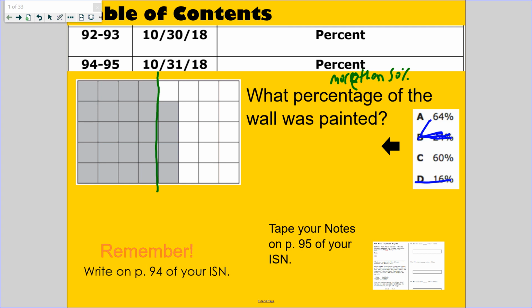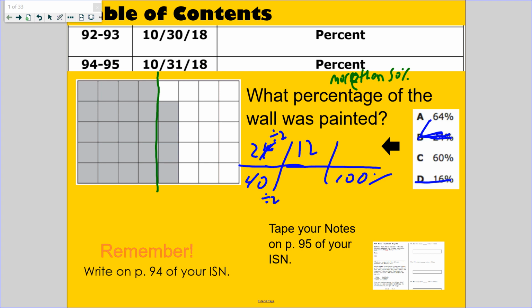I see 5 are painted, 10 are painted, 15, 20 tiles, 24 tiles, out of 5, 10, 15, 20, 25, 30, 35, 40 tiles. So I need to build this to 100%. Can 40 be built to 100? Can I scale it up easily? No. I think I'm going to have to simplify this. I can divide by 2.